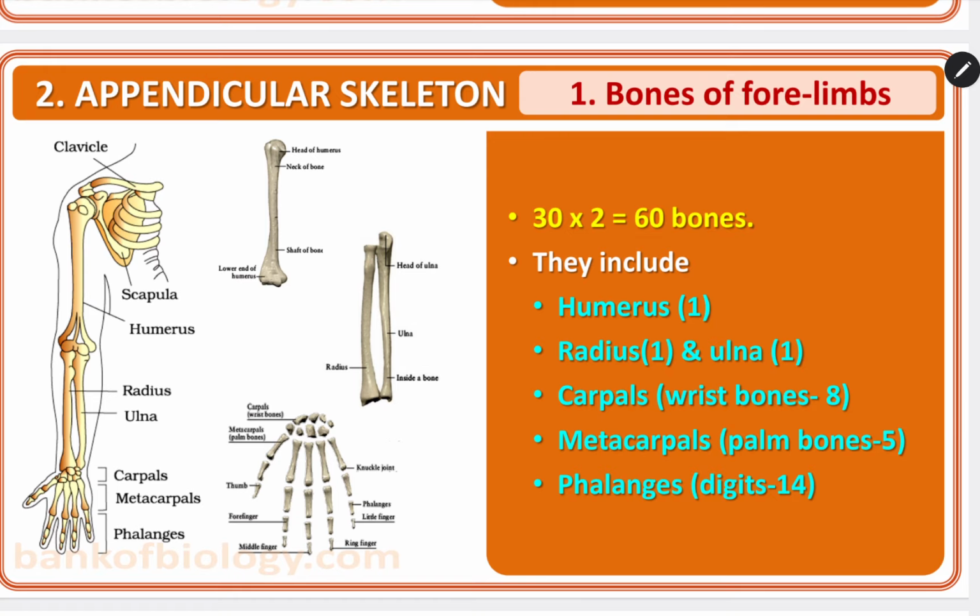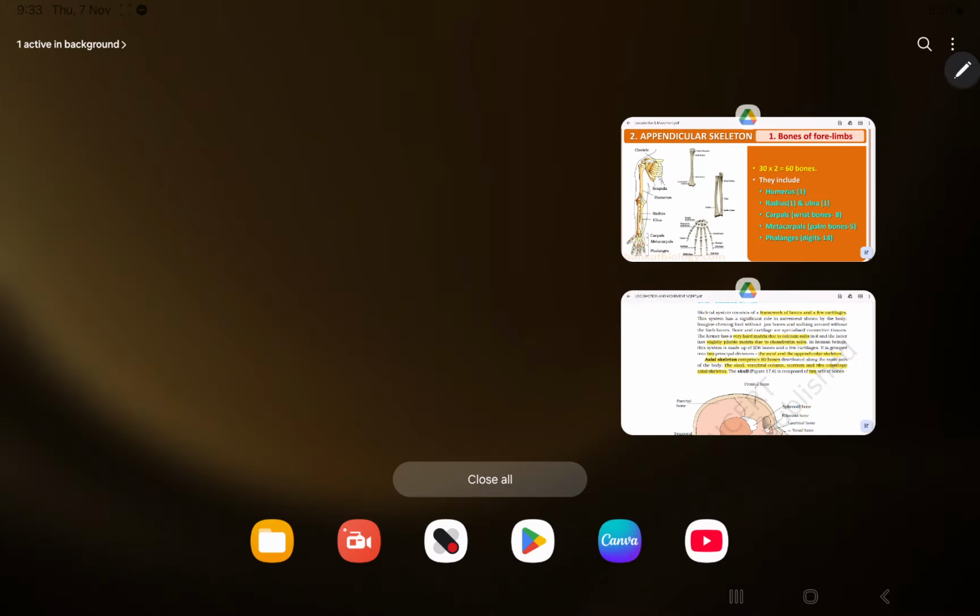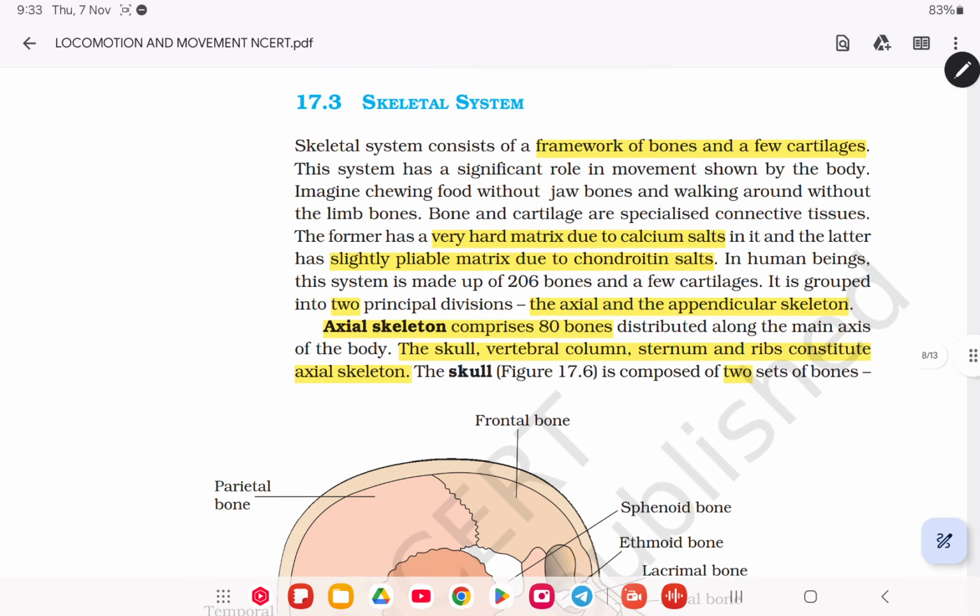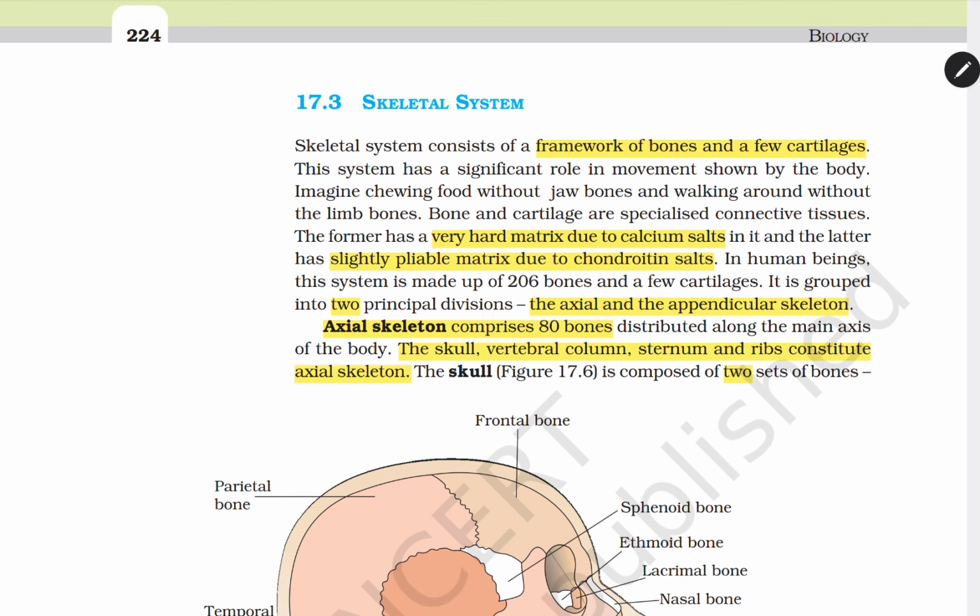Now coming to the appendicular skeleton. Before starting this, let's see what your NCERT says. Skeletal system consists of a framework of bones and a few cartilages. And here you can see bones and cartilage are specialized connective tissues. The former has a very hard matrix due to calcium salt, that is, the bones have calcium salt in them, and the latter has a slightly pliable matrix due to chondroitin salt. Remember, in the human body 206 bones are there and a few cartilages.